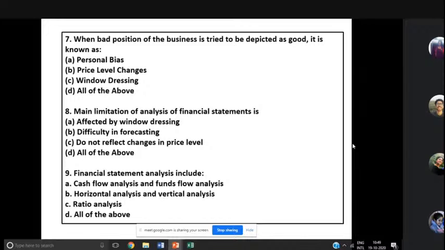Why is the other one called funds flow analysis? Because first you calculate increase or decrease in working capital. Increase in working capital will appear as source or application? Increase in working capital will appear as application of funds under funds flow statement. And decrease in working capital will come as what? Sources of funds, right? You remember, I think.